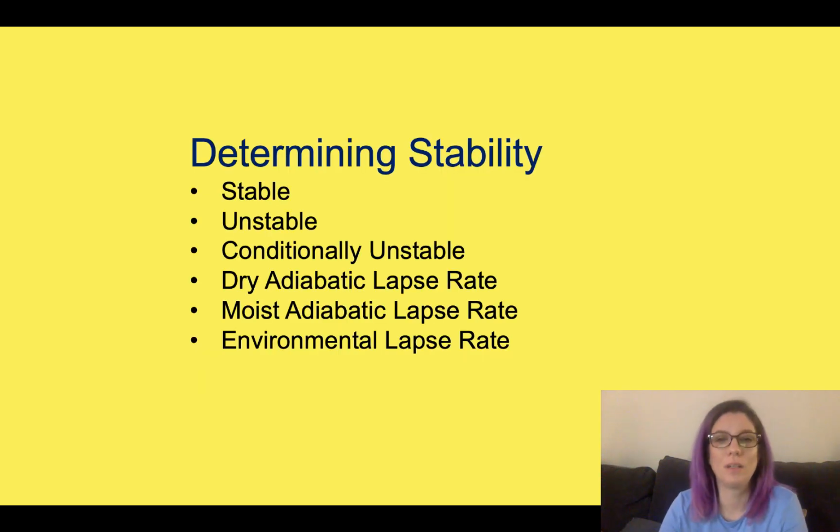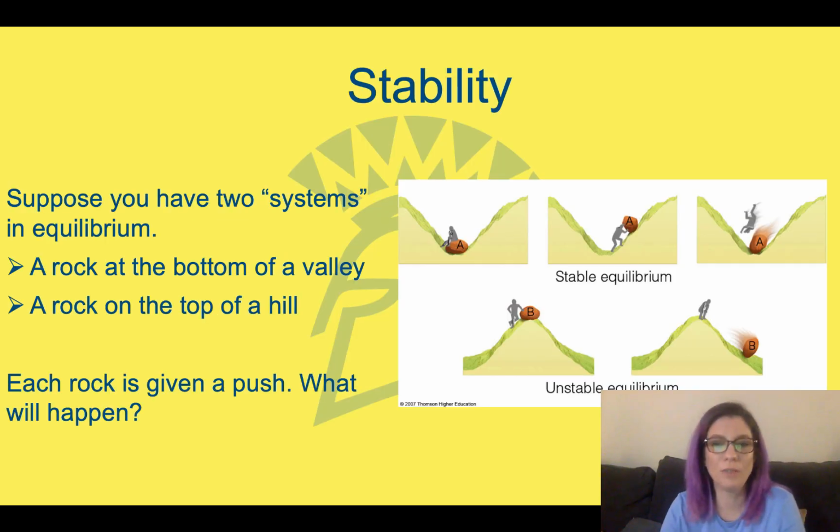Today, we'll be talking about stability: what a stable atmosphere looks like, an unstable atmosphere, and conditionally unstable. We'll also look at some lapse rates: dry, moist, and environmental lapse rates. So let's get started. The first thing that we're going to talk about is stability.